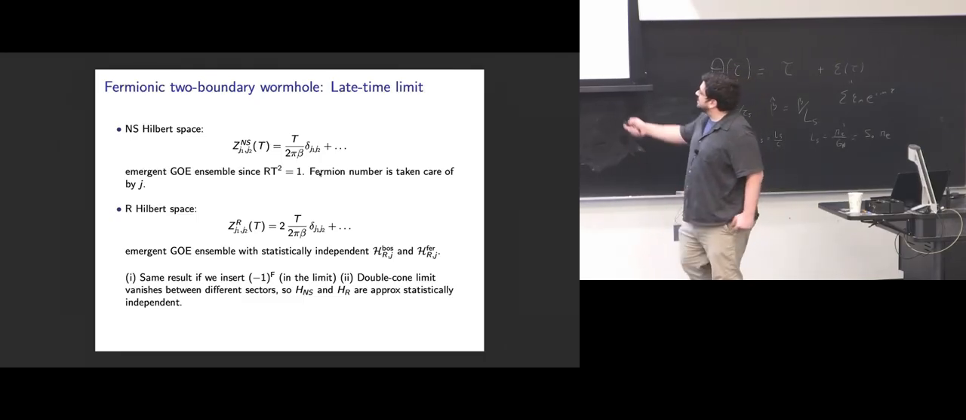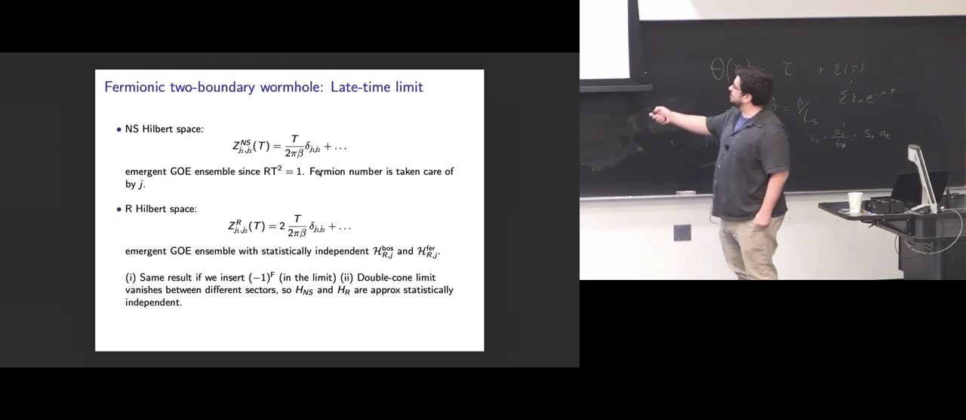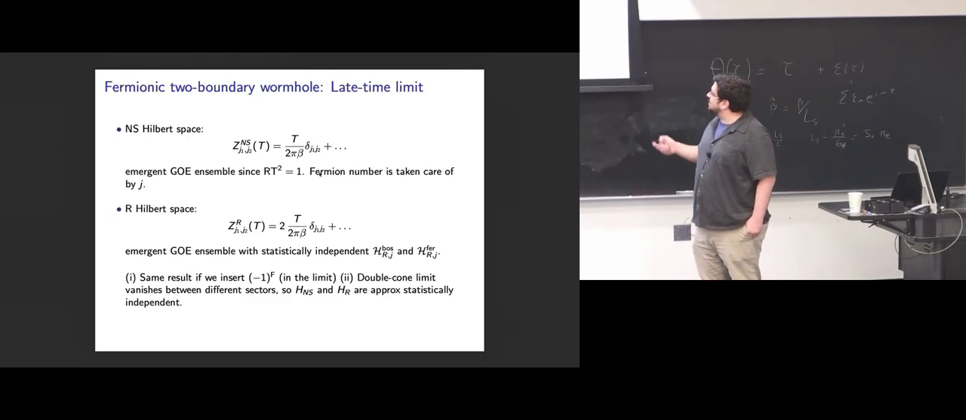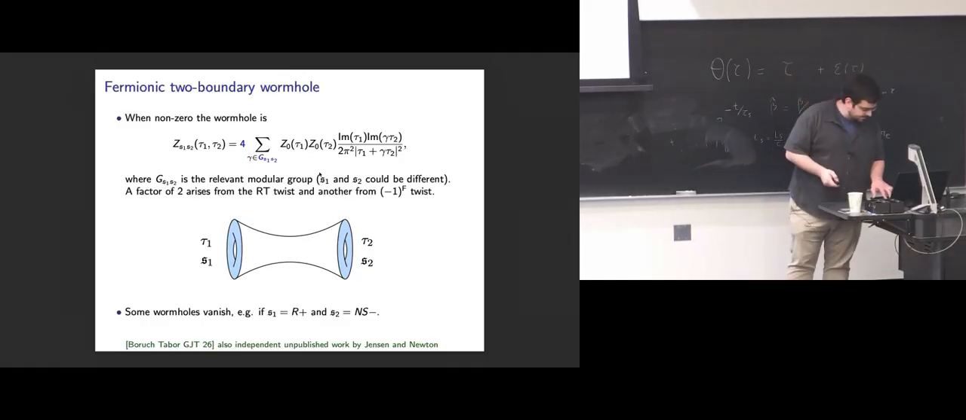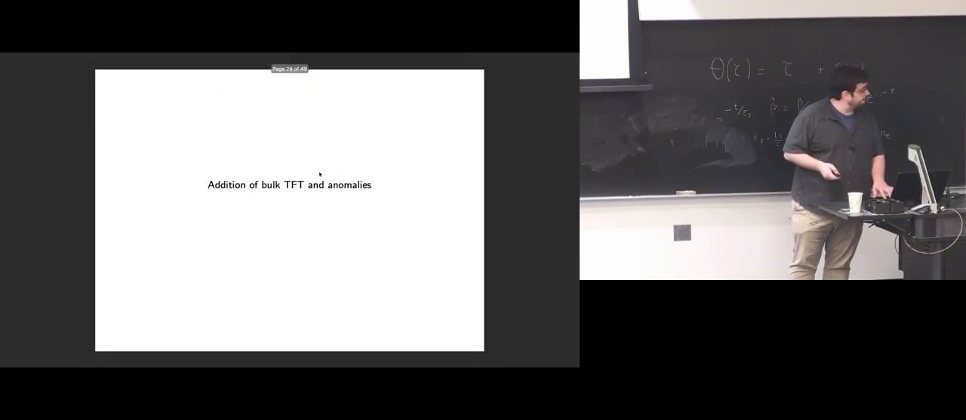In the Ramond Hilbert space, you get this. So you get the GOE times 2, and the reason is that in the double cone limit, the bosonic and fermionic blocks in the Ramond Hilbert space become statistically independent, and they both contribute with an extra factor of 2. But the nice thing is that you always get the right factors of 2 and the right signs, as we will see later, from the same formula. So, anyways, it comes from this modular sum being different in different sectors. Okay.